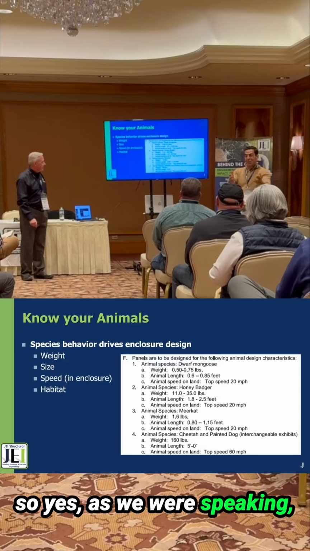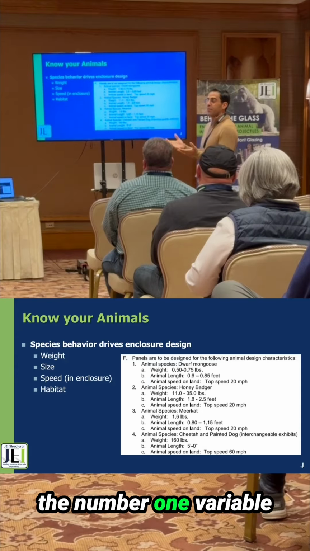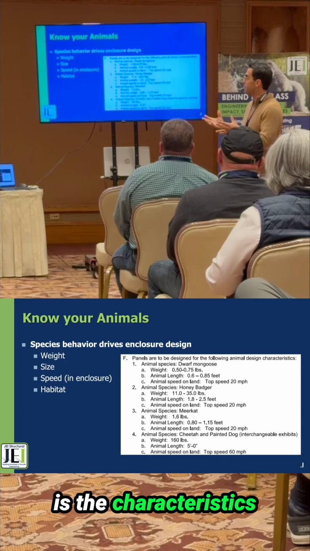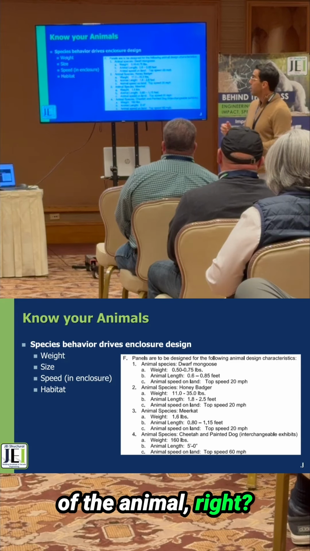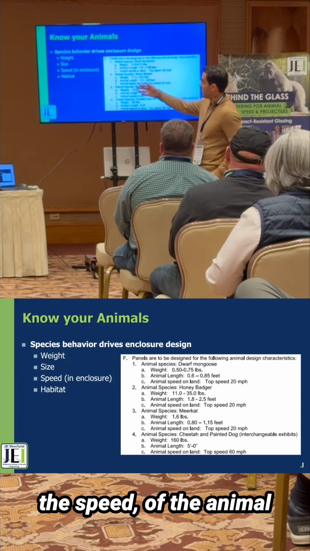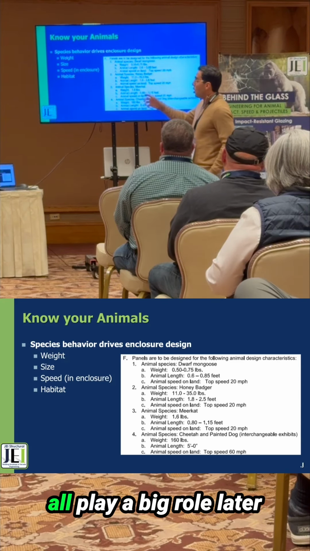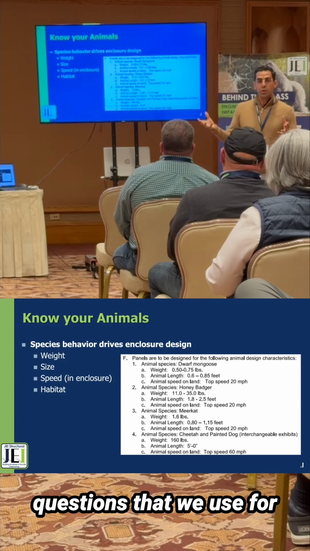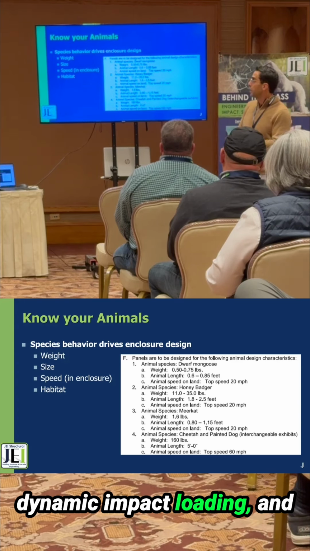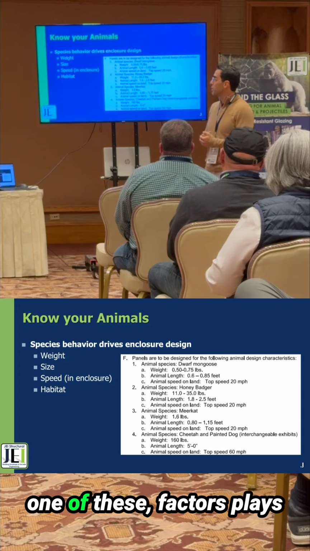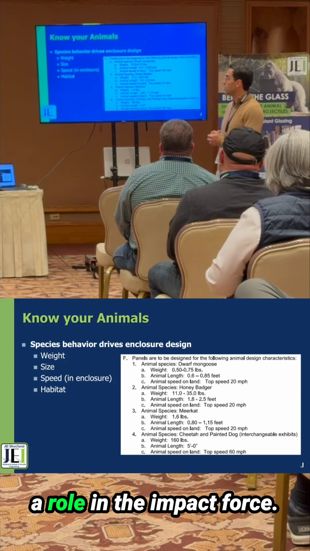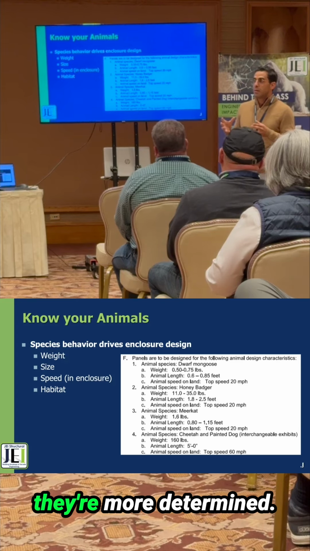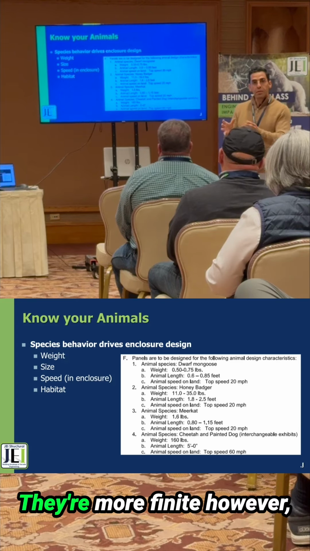So yes, as we were speaking, the number one variable that we have to play with is the characteristics of the animal, right? The weight, the size, and the speed of the animal all play a big role. Later down the presentation, we will share one of the equations that we use for dynamic impact loading, and you'll see that every single one of these factors plays a role in the impact force.